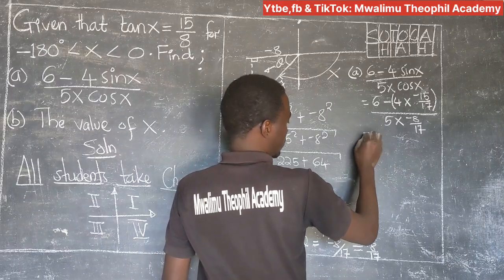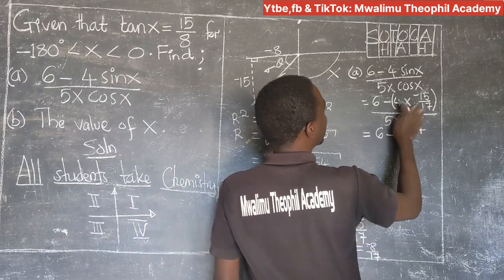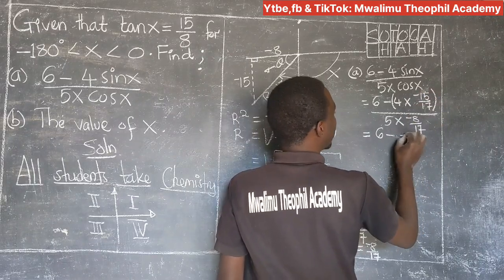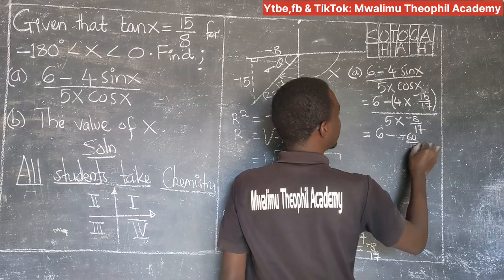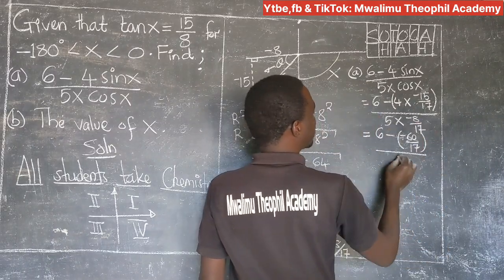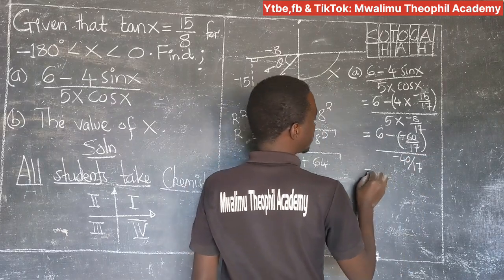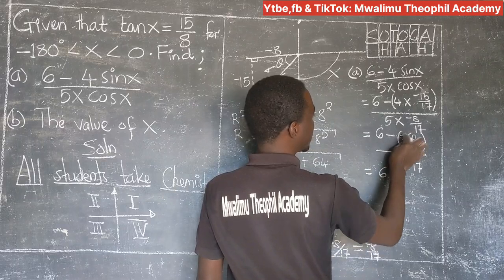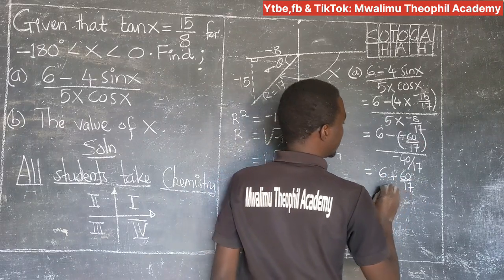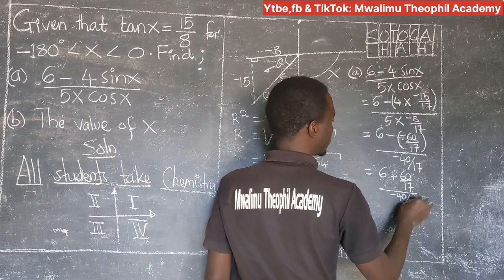So this is going to give us 60 minus 4 times 15, which is 60, but negative as it is -15. So -60 divided by 17, divided by 5 times -8, which is -40, over 17. This one will be equal to 6, negative times negative is positive, plus 60 divided by 17, divided by -40 over 17.